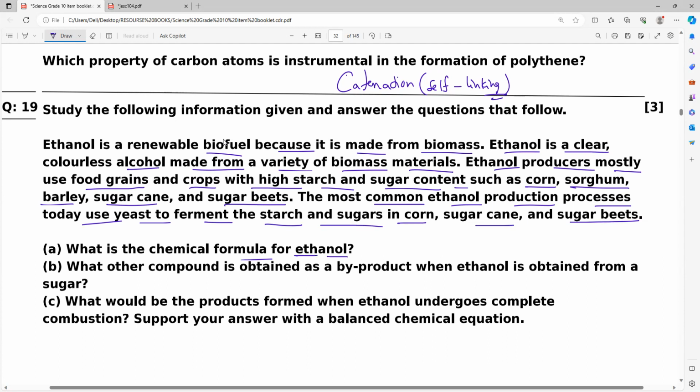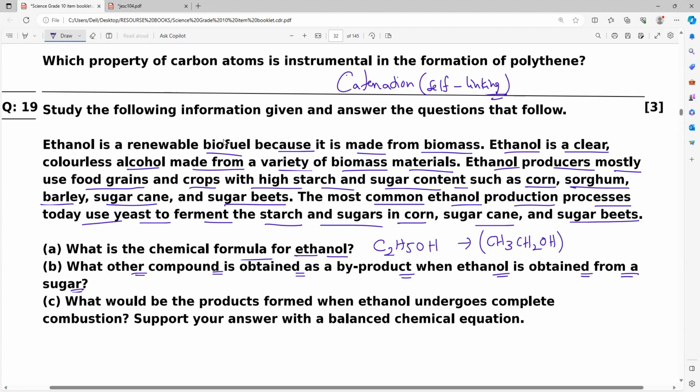So now they're asking, what is the chemical formula for ethanol? It's not really a question, I'm just asking. What is the chemical formula for ethanol? Everybody. C2H5OH. Or I can say CH3CH2OH. That's all.